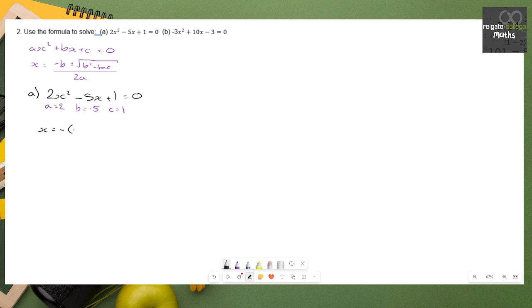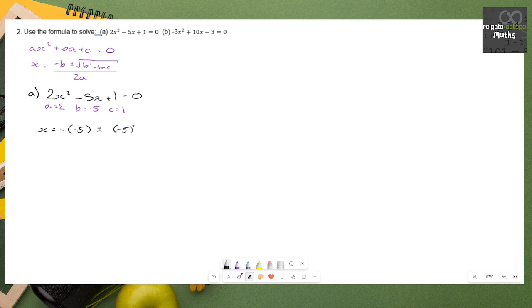So we get minus b, so b was minus 5, plus or minus the square root of. Now, when I'm writing this out, you'll notice I don't put the square root there. It's because I don't like having to squash things under a square root. So I write the b squared minus 4ac in first, and then just put the square root around it. If you don't like that, don't do it. Put the square root in first. That's entirely up to you.